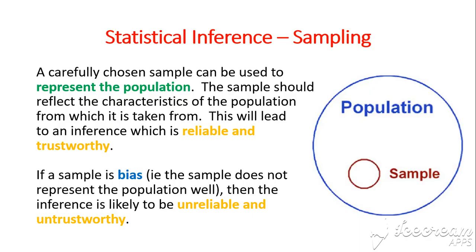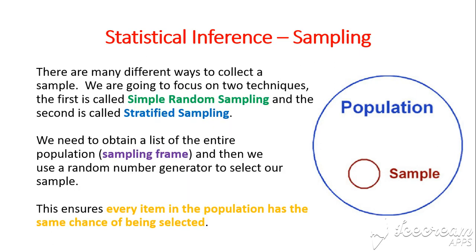Now, remember from our previous discussion on sampling that a carefully chosen sample can be used to represent the population. The sample should reflect the characteristics of the population from which it was taken. This will lead to an inference which is reliable and trustworthy. However, if the sample is biased, then the inference is likely to be unreliable and untrustworthy.